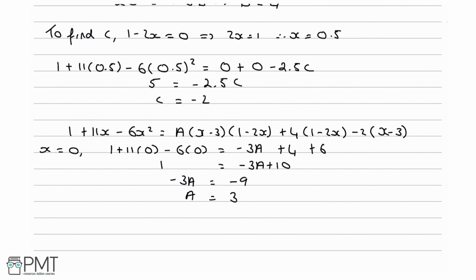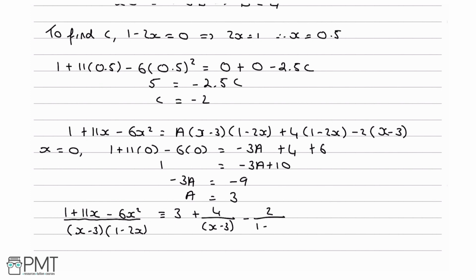Okay, so what I'm going to say is (1 plus 11x minus 6x squared) over (x minus 3)(1 minus 2x) is identical to 3 plus 4 over (x minus 3), and then plus c, but c is minus 2, so minus 2 over (1 minus 2x). Okay, this isn't necessarily required, because we've only been asked to find a, b, and c, but it's nice to write it in the final form that was given to us in the question.